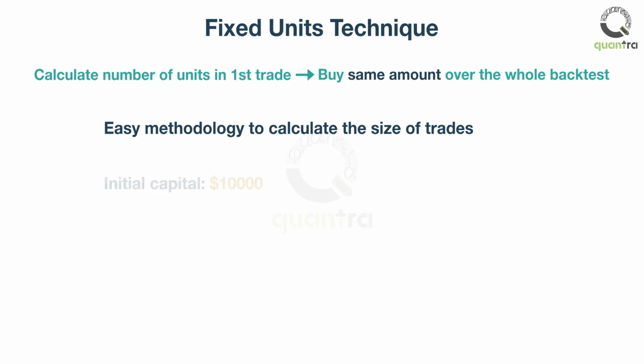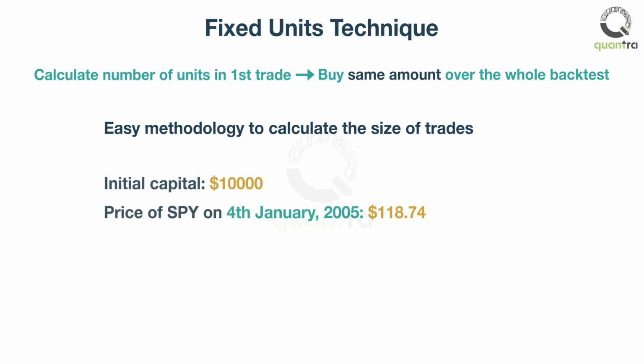The first trade we do is on the 4th of January 2005. The price of SPY at that moment is $118.74, so we can buy 84 units of that ETF. The number of units we buy now are fixed till the end of the backtest. Every trade, we will buy 84 units of the SPY ETF.